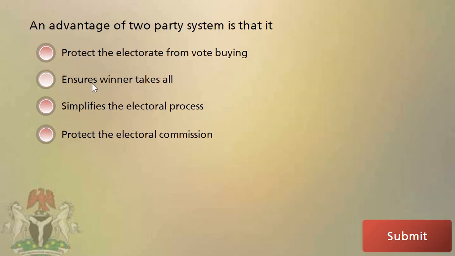Okay. The next question, that's question 23. An advantage of two-party system is that it A, protects the electorate from vote buying, B, ensures winner takes all, C, simplifies the electoral process, or D, protects the electoral commission. Well, the advantage of two-party system is that it simplifies the electoral process.